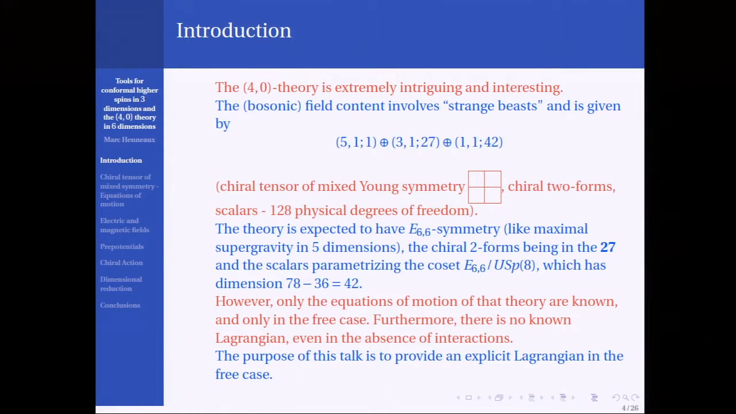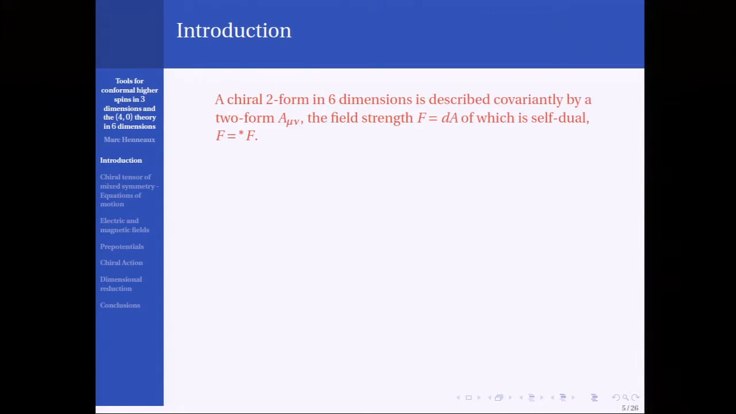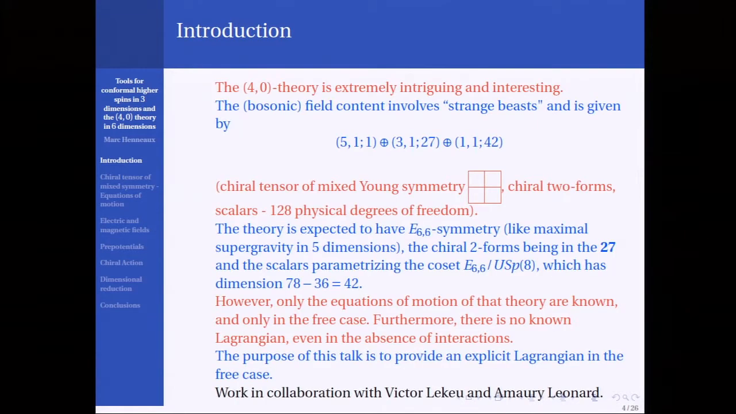I will talk about the equations of motion which were known, but I will also provide an explicit Lagrangian description. This is work that I've done in collaboration with 2 students from Brussels, Victor Lequeux and Amaury Léonard. And I will only focus, if you look at this multiplet, on this part, because the scalars, of course, do not raise problems, but the chiral 2 forms, at least in the free case, we know how to write Lagrangians. So it's really this part which is the most mysterious.